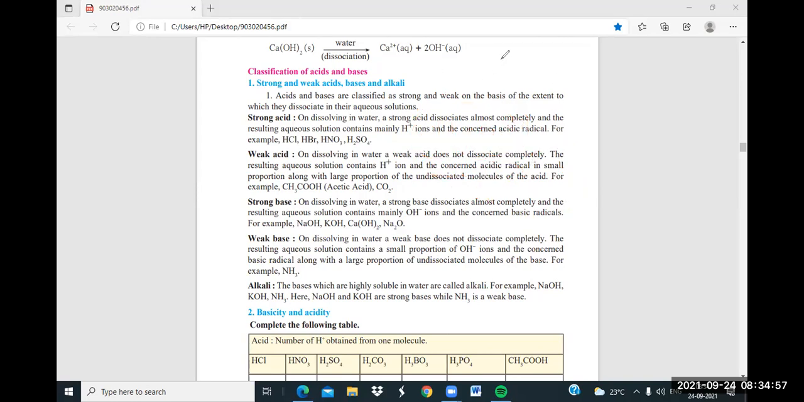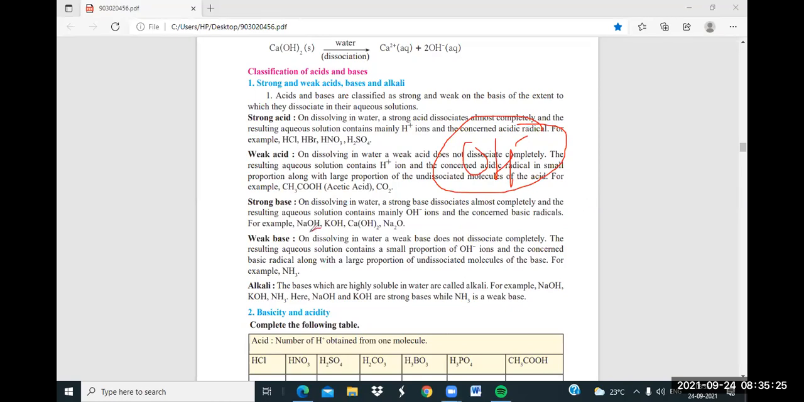Yes or no, Parth? Yes, sir. Okay. Now we have to see the strong base. What is meant by a strong base? On dissolving, a strong base dissociates almost completely and the resulting aqueous solution contains OH minus. It means whatever substance we have added will be almost completely dissolved, and the main constituent of that solution will be OH minus. That's called a strong base.